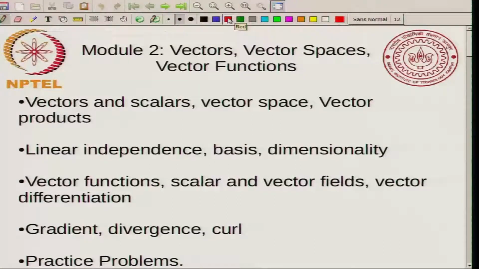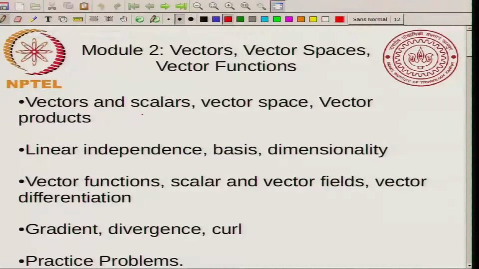In the first lecture I will talk about vectors and scalars, vector space, vector products. In the second lecture I will talk about linear dependence, basis and dimensionality. In the third lecture I will talk about vector functions, scalar and vector fields and vector differentiation, and in the fourth lecture I will talk about gradient, divergence and curl, which are 3 different ways of taking vector derivatives, and then I will conclude in the fifth lecture with practice problems. So, each of the lectures will be about half an hour. Okay. So, let us get started.